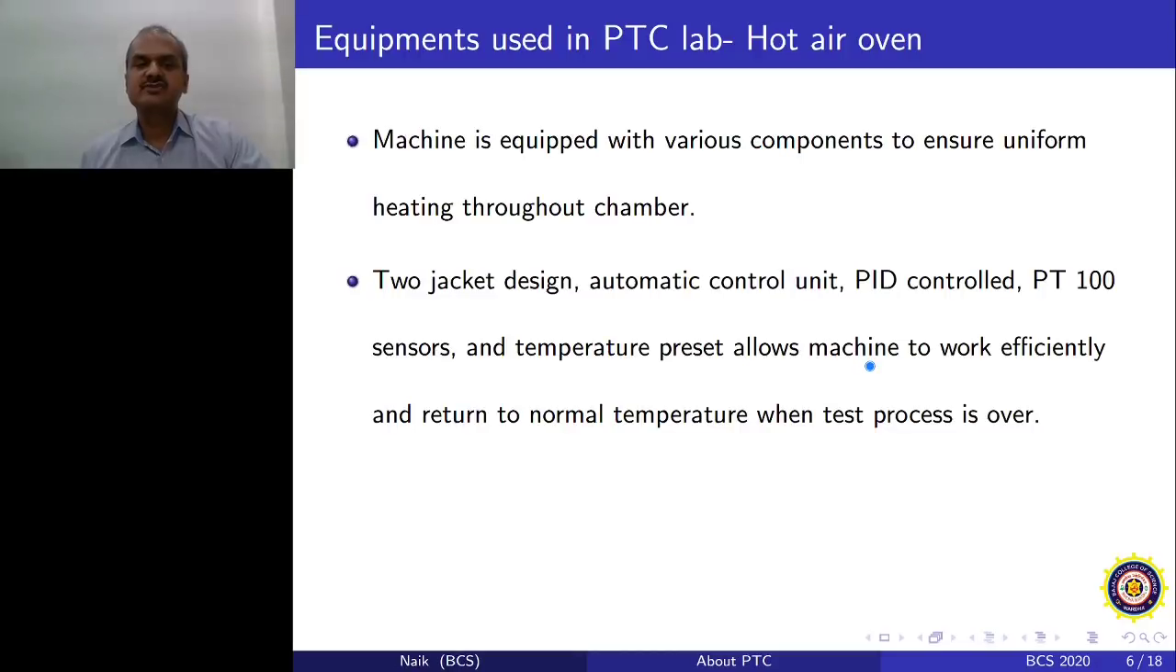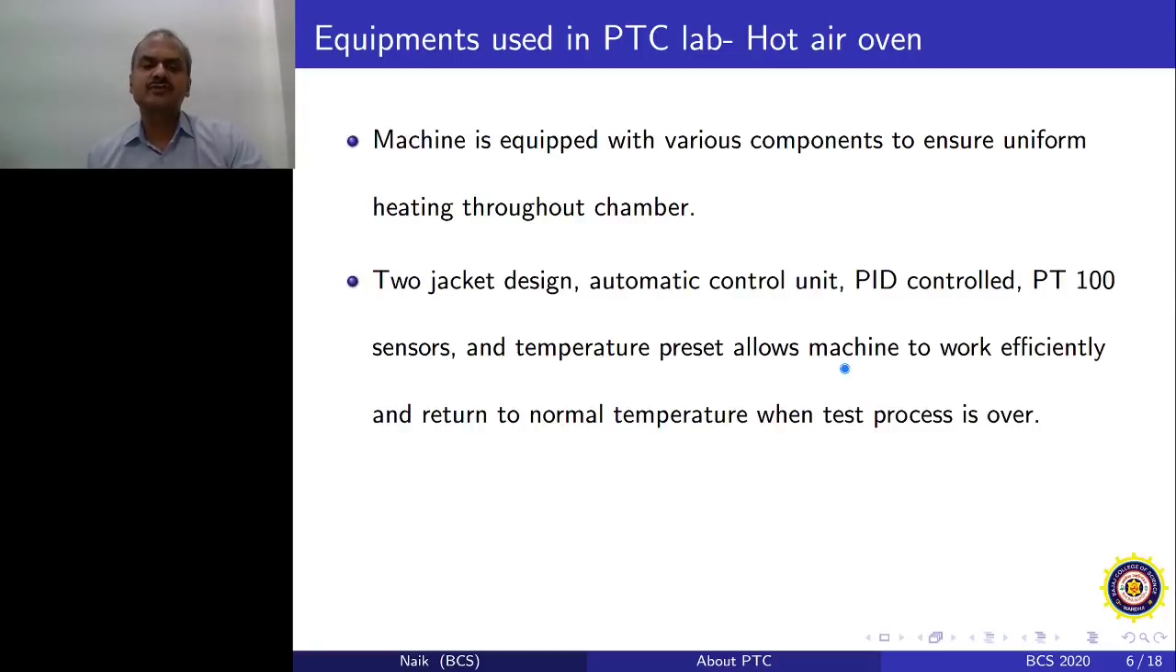So there are various components, for example, two jacket design, automatic control unit, PID control, and PT100 sensor. This is the thermo sensor, and there are the temperature presets as well. So these are some of the devices or the electrical components of that particular hot air oven, which basically allow the machine to work efficiently and return to a normal temperature when the test process is over.